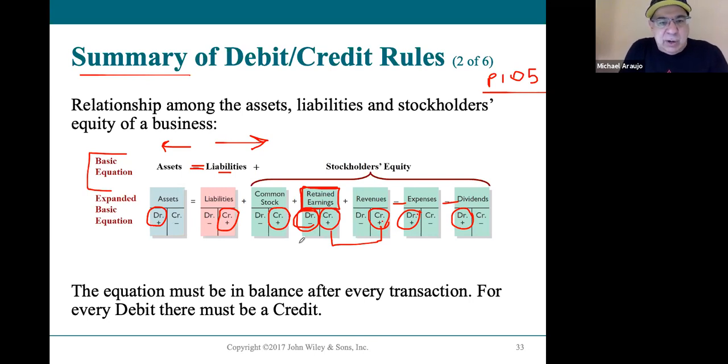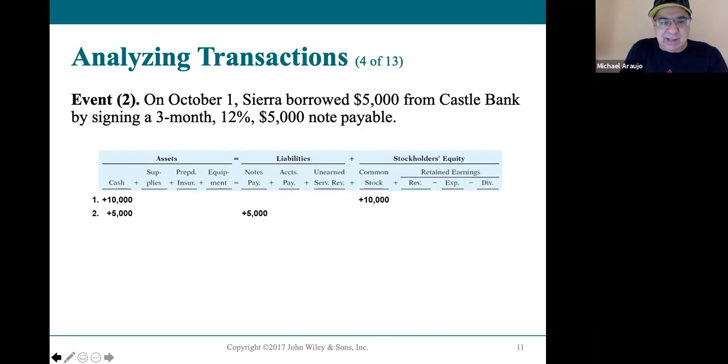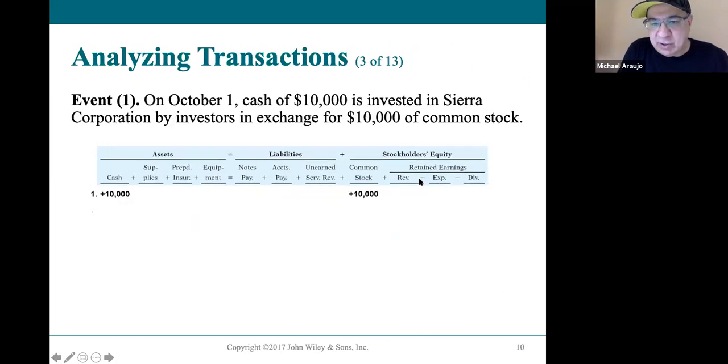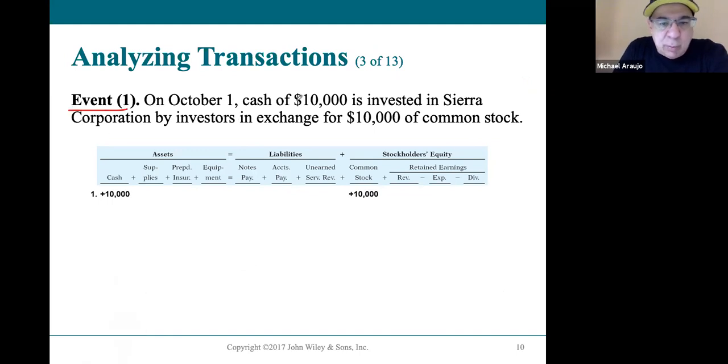Okay, so what I'm going to do is go back to our transaction analysis from Sierra Corporation. I didn't mean to make anybody dizzy, but can everyone see that we are now back on event number 1 for Sierra Corporation? Yes? I can't see you. Let's see. Yes, okay, good.